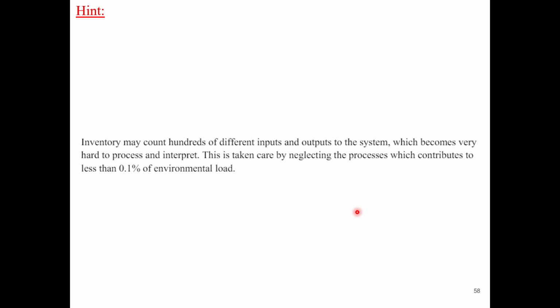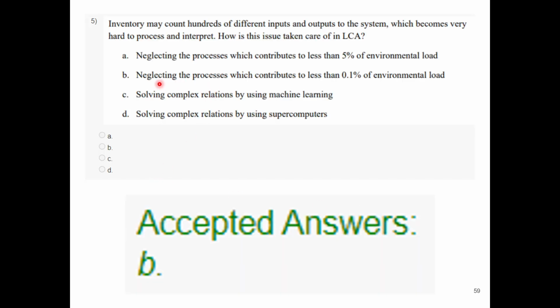So basically, neglecting the processes which contribute to less than 0.1% of environmental load. So B is the correct option.